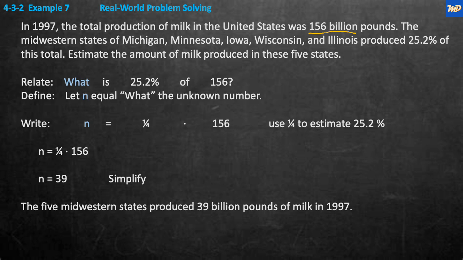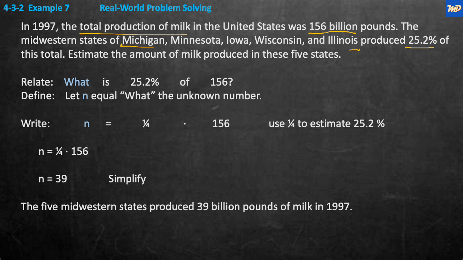Okay, so we know 25.2% is what was produced by the 5 states, Michigan through Illinois. So what do we want? What is 25.2% of 156? Total production is 156 billion. Michigan, Minnesota, Iowa, Wisconsin, and Illinois produce 25.2% of that total. Estimate the amount of milk produced.